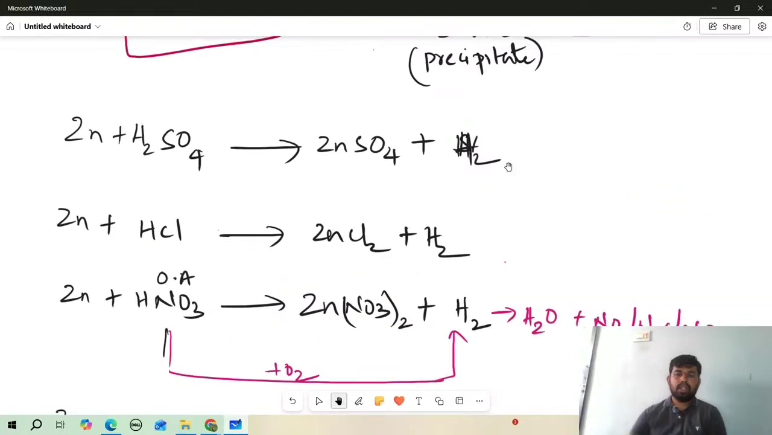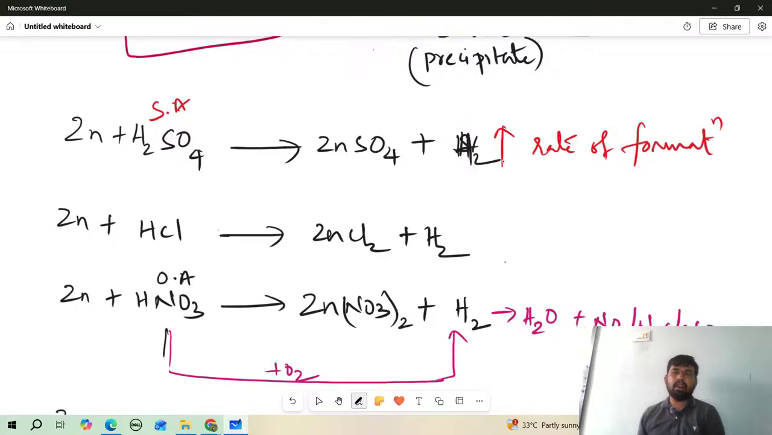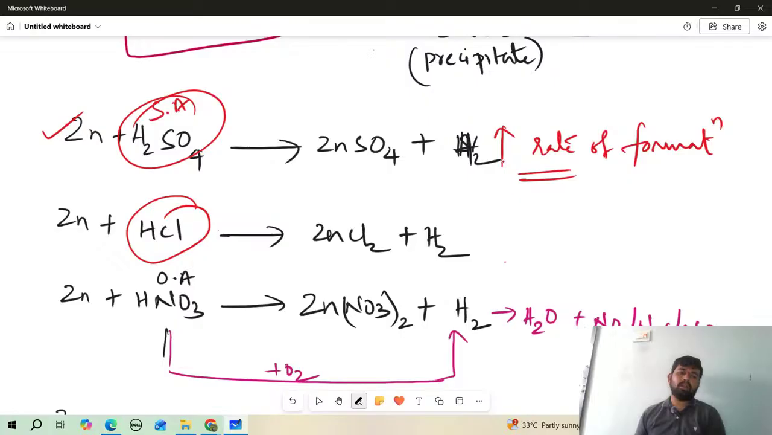Now see, sulfuric acid is a strong acid. What about hydrogen gas formation? Rate of formation of bubbles means the speed of hydrogen gas. See how fast hydrogen gas is produced in the case of sulfuric acid. At the same speed hydrogen gas will be produced in the case of HCl. What about nitric acid, sir? In this case, hydrogen gas is not produced.